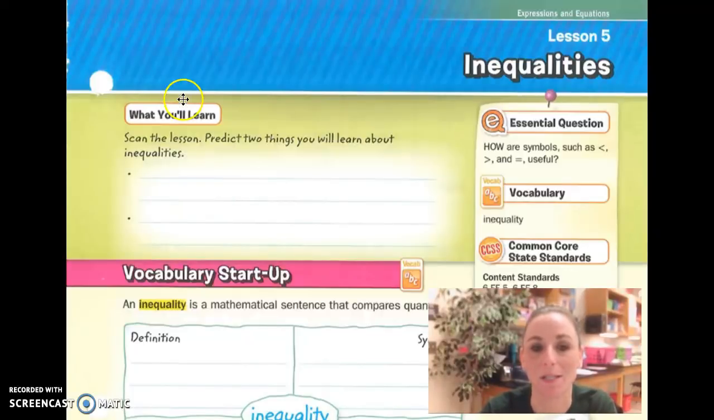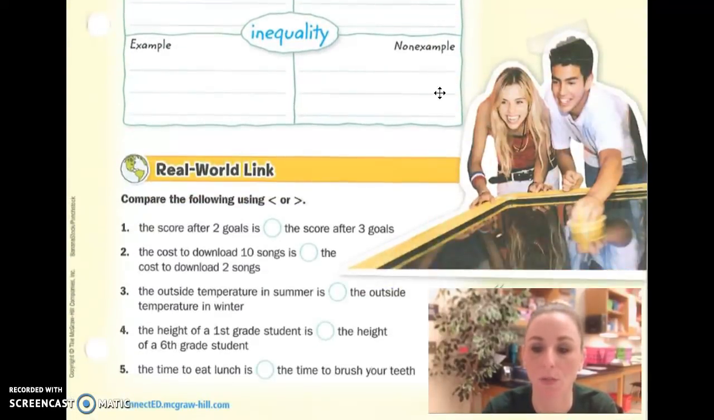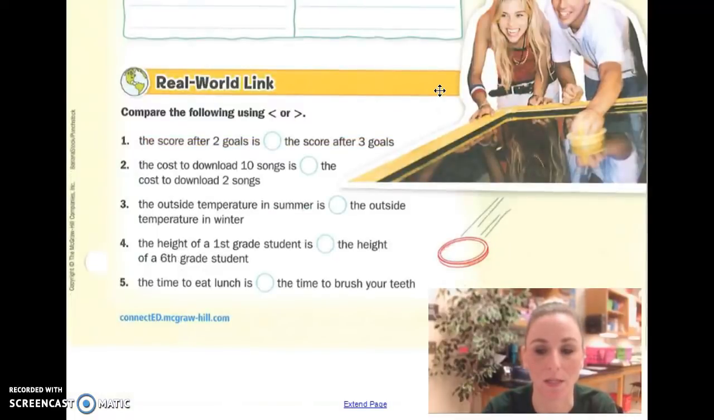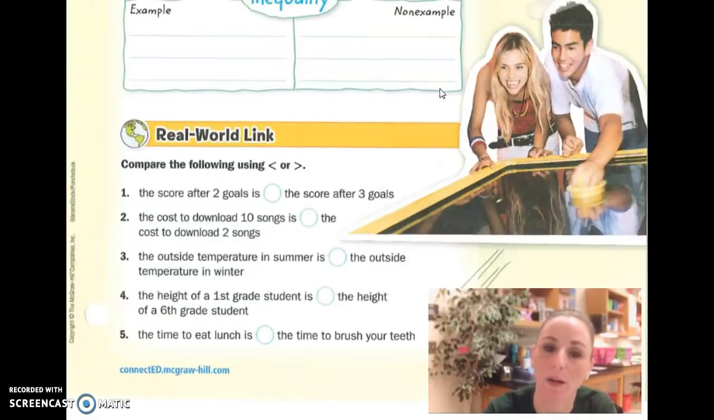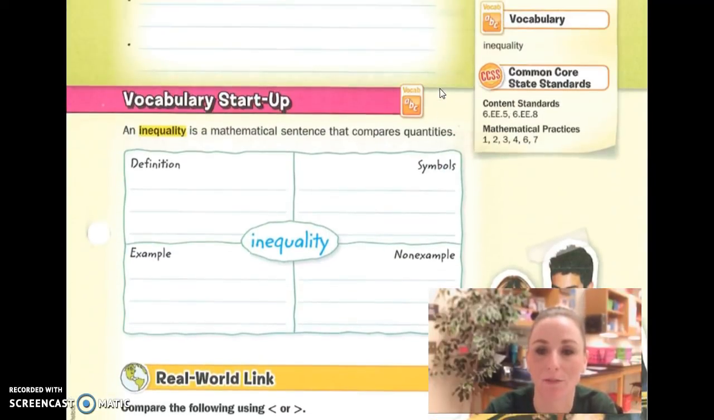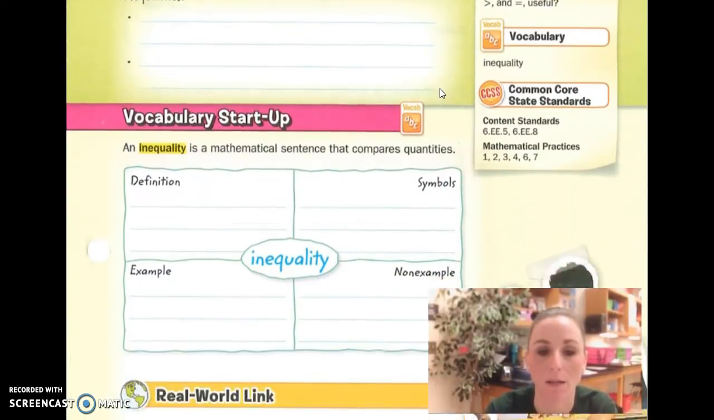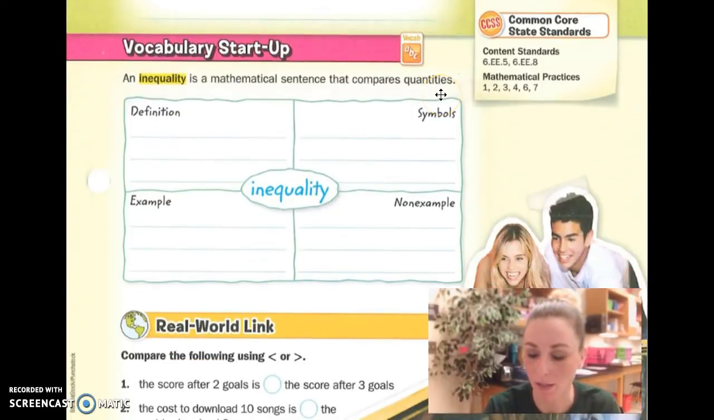Well, hello mathematicians. We are going to jump into our chapter 8, lesson 5. This is the first chapter that we are going to get into, so you will actually need to be on page 617. We will come back to lessons 1 through 4 later, but we are jumping into lesson 5, which is inequality. So first of all, let's talk about what an inequality is.